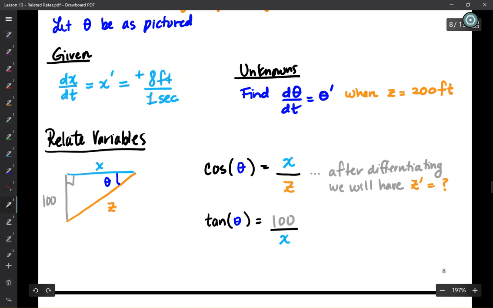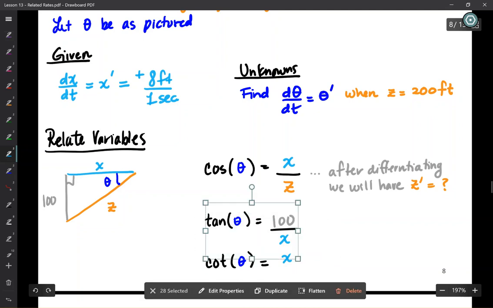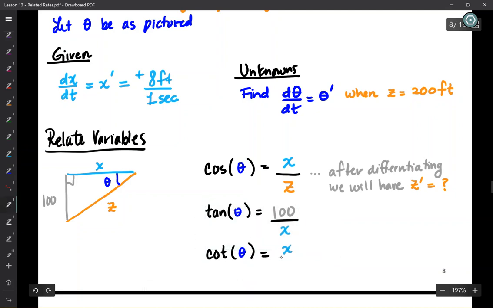But instead, and you're welcome to use it, I'm going to use the cotangent of theta. The reason I'm going to use the cotangent of theta, that's the reciprocal of tangent, is because I think it would be nice to have x up in the numerator. Again, not that you can't take the derivative of this, you totally can. But I think this is the nicest.